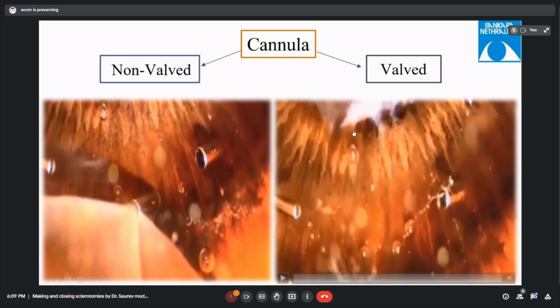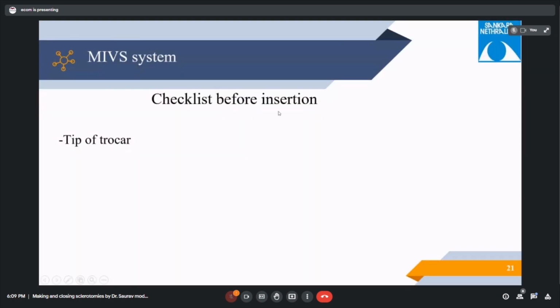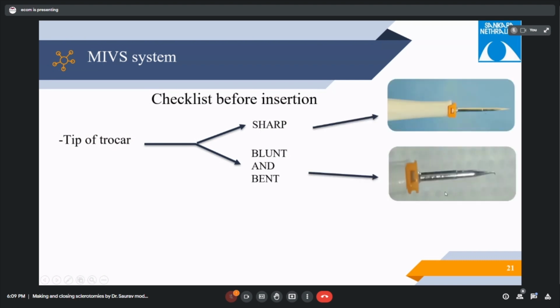So always follow a checklist before insertion of the trocar cannula. Always check the tip of the trocar, whether it is sharp, blunt, or bent. Now, why is this important? The basic physics behind it is that for any puncture we need to exert a pressure. This pressure is proportional to the tissue which we are puncturing. To achieve this pressure we need to exert a force, and this force is inversely proportional to the sharpness.